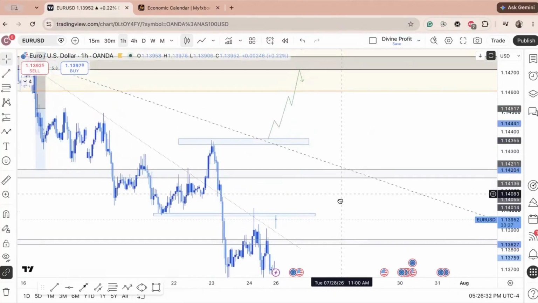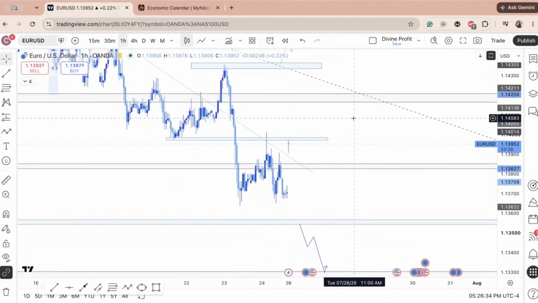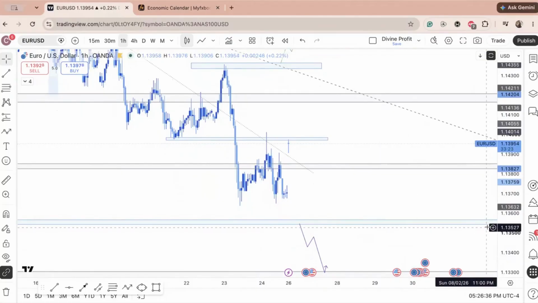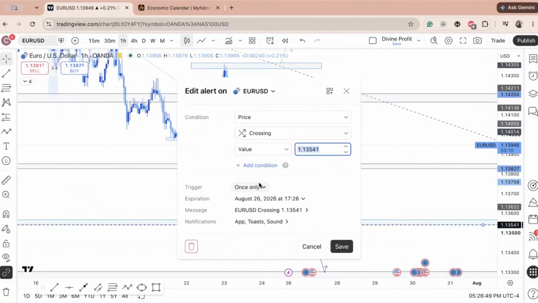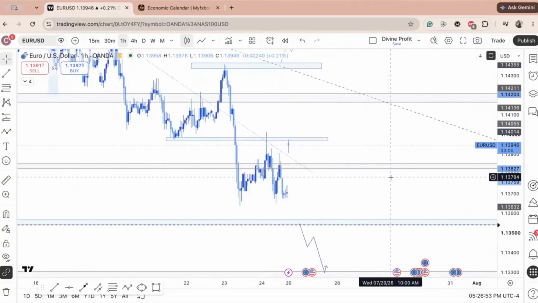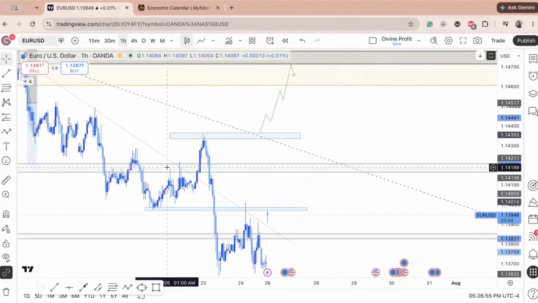But essentially, now that I know what I'm looking for, all I need to do at this point is set alerts. So I could set an alert at this level. I'm just dragging my cursor to where there's a plus sign on the right hand side of my chart. I'm clicking that, adding an alert, and I'm going to change it to every time so I know when price is crossing that level.